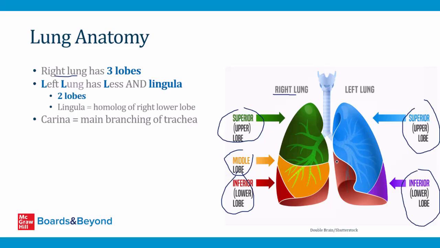Now, also on the left side, you have a small structure called the lingula. It's not shown here, but it's about in this area. It's right next to the heart. A lingula means a tongue-like projection. So this is a small projection of the left lung that is sort of the homologue of the right middle lobe.